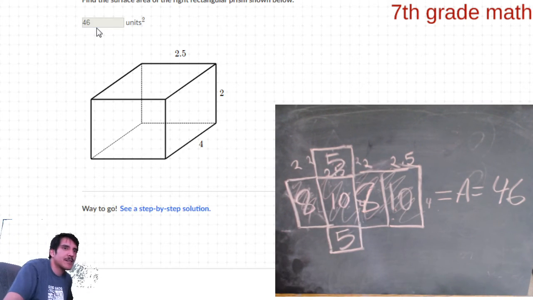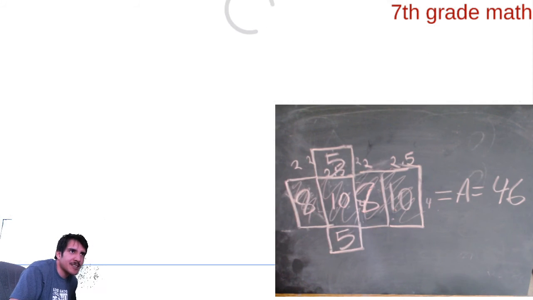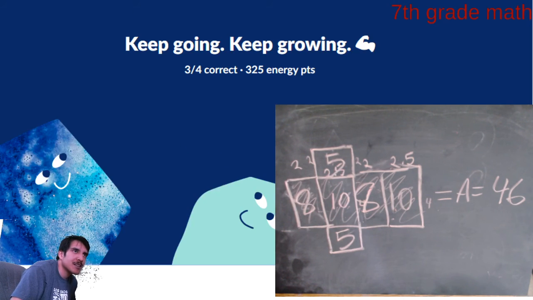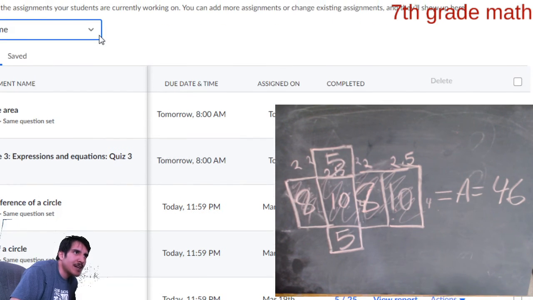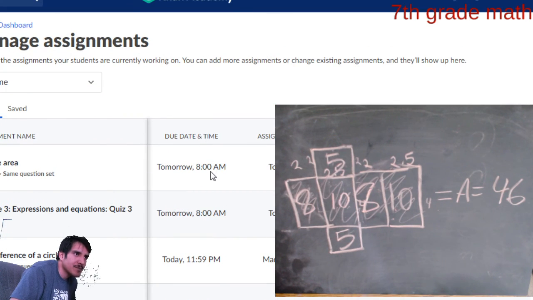And we did it. 3 out of 4, it's going to tell me. Of course. That's okay, I'm not upset. So I just did surface area as well. Alright, awesome.